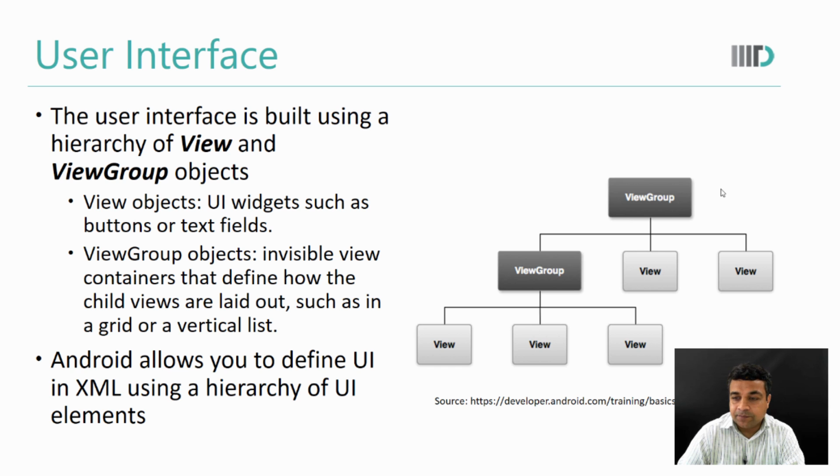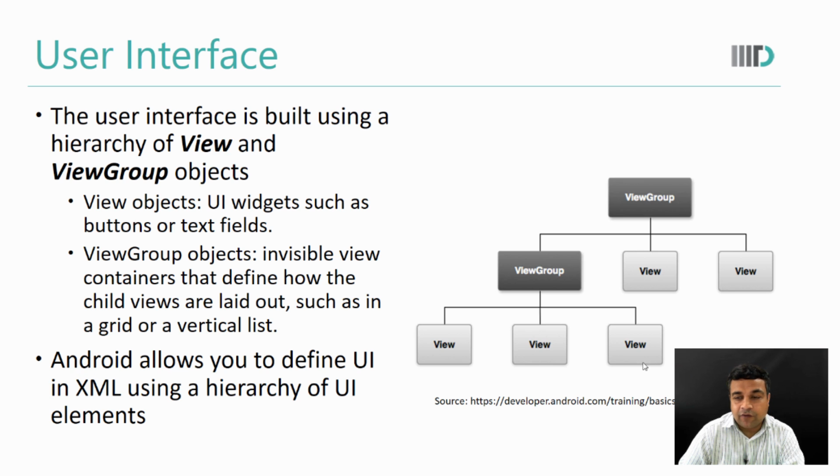If you look at the image, we have a view group at the top. This view group has three elements, two view objects and one another view group, which again has three different view objects. This is a sample of a simple user interface. In our application we had also created a similar layout. We will study that when we open our application.